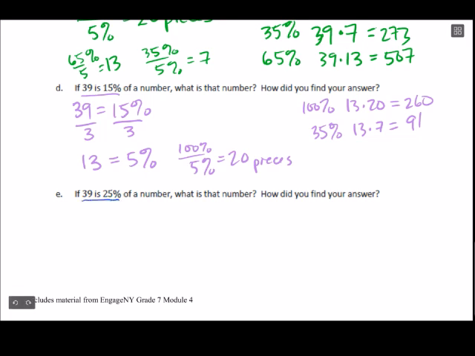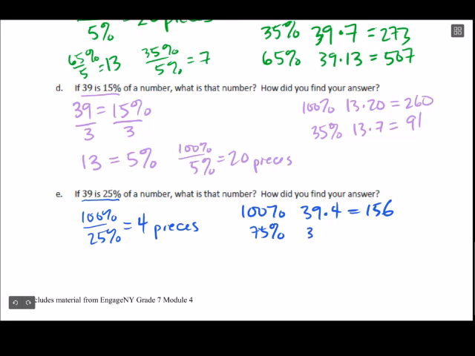And our last one here, 39 is 25%. This one's easy. 100% divided by 25% is 4 pieces. Each piece, if you're looking at your diagram, each piece is 25%. So if we want 100%, we take 39 times 4, and we get 156. We could also do like 75%, would be 39 times 3. We could do 50%, which is 39 times 2.